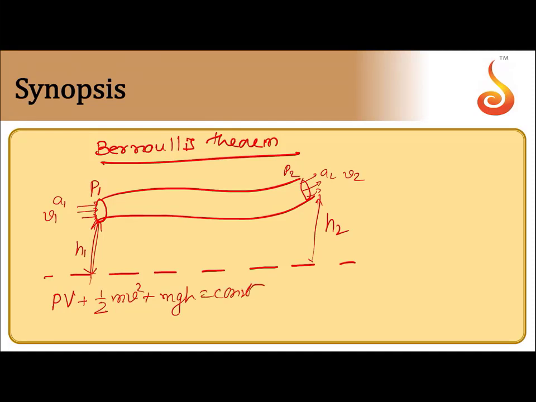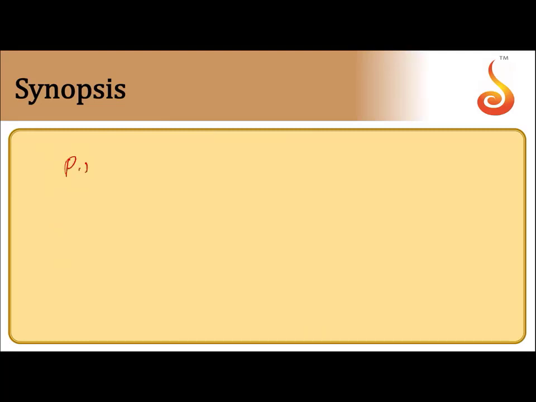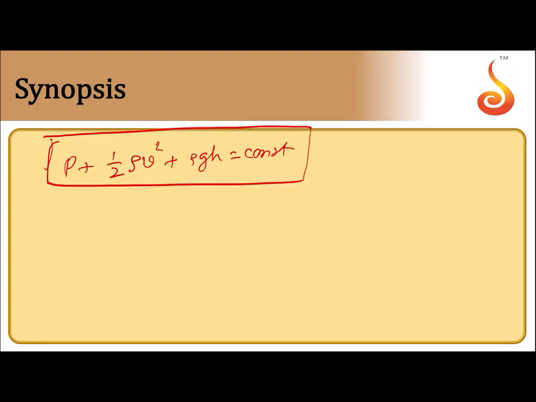Obviously, in the case of an incompressible fluid which is not undergoing any rotation and there is no question of viscosity, then PV plus half mv square plus mgh is constant. Now if I divide by V throughout, what do I get? If I divide by V throughout, then P plus half rho V square plus rho GH is equal to constant. This is what is known as Bernoulli's theorem.